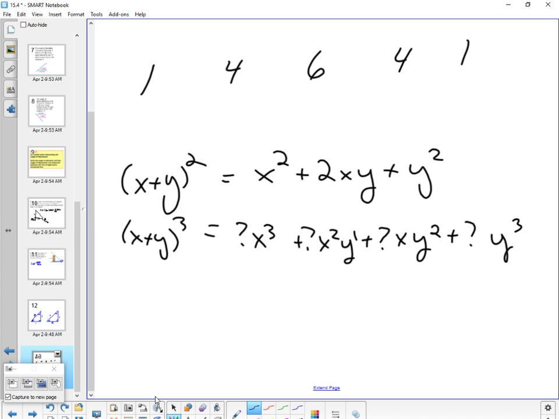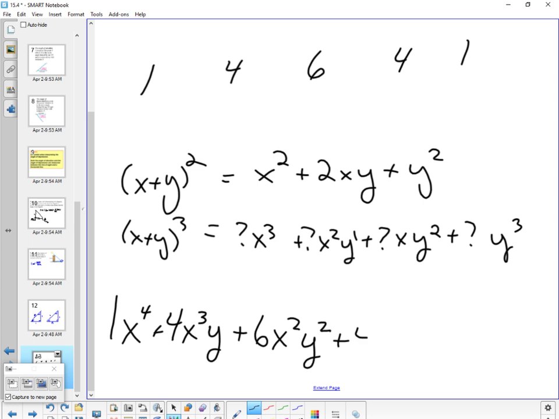Is it 1, 4, 6, 4, 1? So that's what we're going to do. On the next part, we know the coefficients thanks to Lily here. The coefficient would be 1 because we're doing the 4th power, right? What would my x be? Four. x to the 4th plus 4x to the 3rd y to the 1st plus, what's my next coefficient? 6x to the 2nd y to the 2nd plus 4x y to the 3rd plus 1 y to the 4th, right?